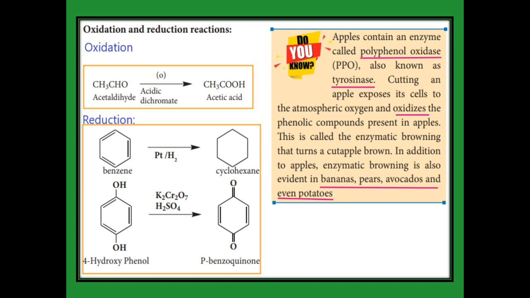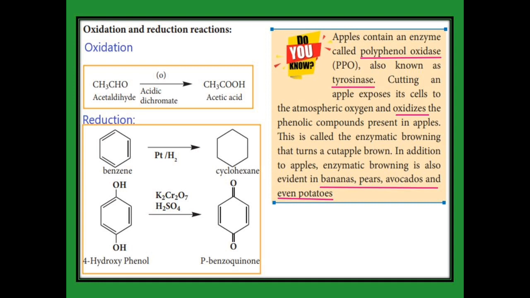Oxidation means what? Addition of oxygen. In the first one, acetaldehyde in acidic dichromate undergoes oxidation, that is one oxygen is added to acetaldehyde, and we get acetic acid, CH3COOH.